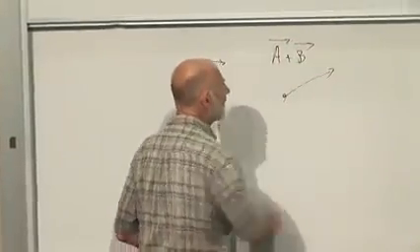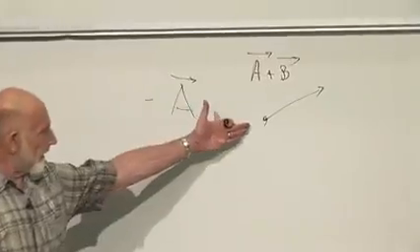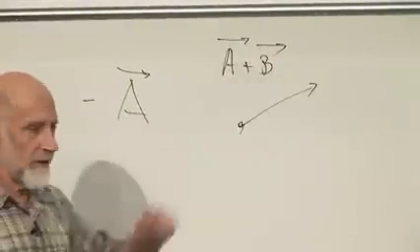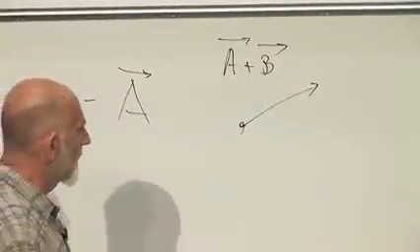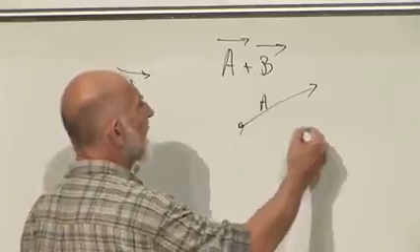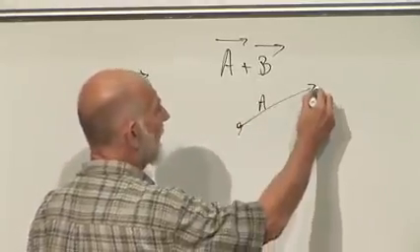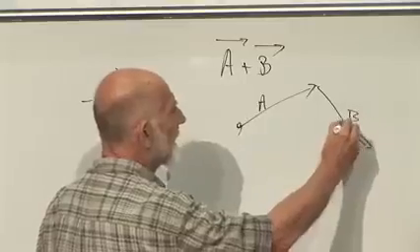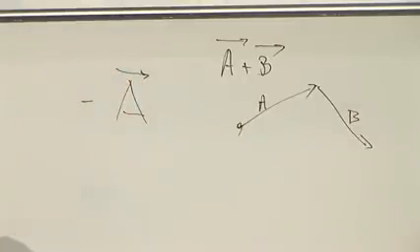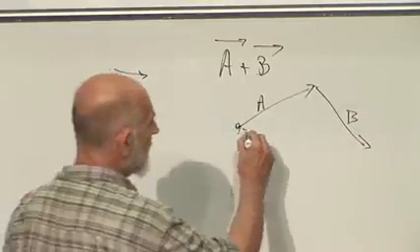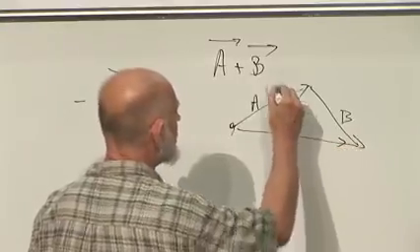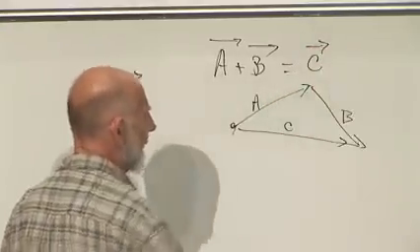We take a and we lay it out. Here's one end of it, the tail end of it, here's the arrow end of it. Then we take b and we put the tail of b at the head of a, and we draw a triangle. The triangle has its third leg, c, which is the sum of a plus b.